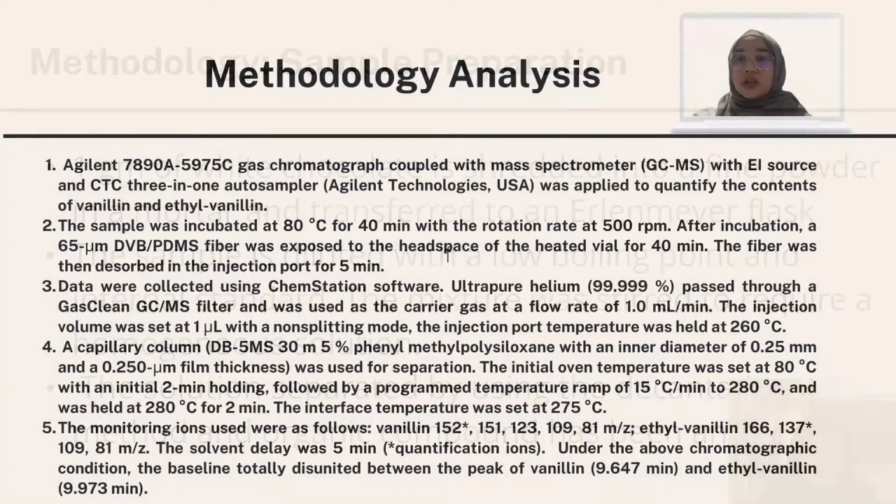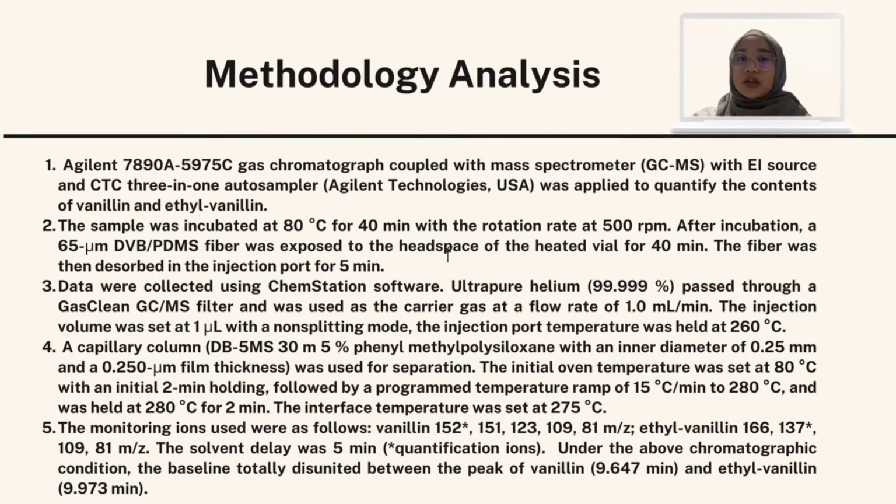Gas chromatograph coupled with mass spectrometer (GC-MS) with EI source and CTC 3-in-1 autosampler was applied to quantify the content of vanillin and ethyl vanillin. The samples were incubated at 80 Celsius for 40 minutes with a rotation rate of 500 rpm. After incubation, a 65 micrometer DVB PDMS fiber was exposed to the headspace of the heated vial for 40 minutes. The fiber was then desorbed in the injection port for 5 minutes. Data were collected using ChemStation.